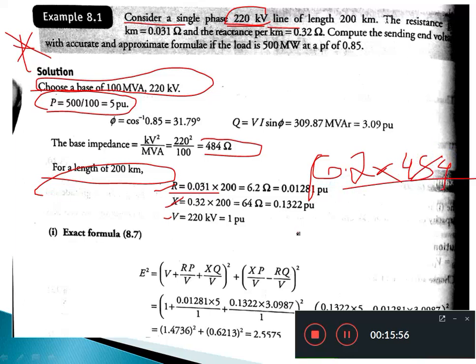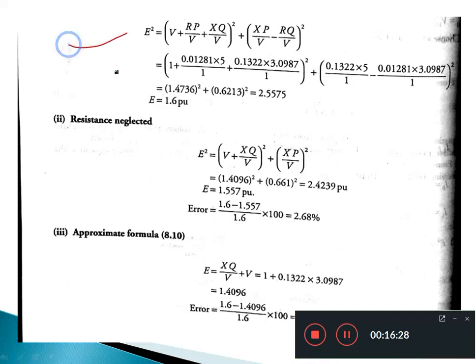Similarly, we'll get 0.32 into 64 into 484. Sorry, 6.2 divided by 484, then 64 divided by 484. Then we know that to calculate the excitation we can use the formula E square is equal to 2. Substitute all the values, and you will get the equations. So these are the values.